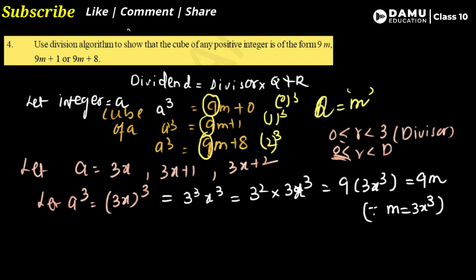This is the way we have shown, using the division algorithm, the cube of any positive integer. So a cube will be written in the format of 9m, since m is equal to 3x whole cube, 3x cube. Now the next one, what is that? a cube will be equal to, what is the next one? 3x plus 1, 3x plus 1 whole cube.